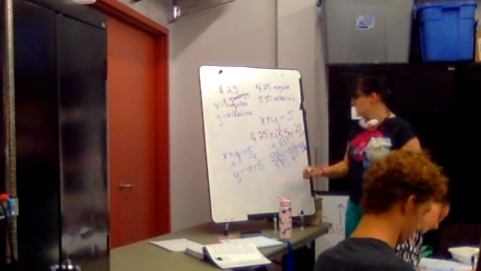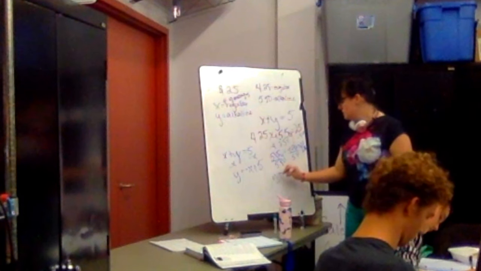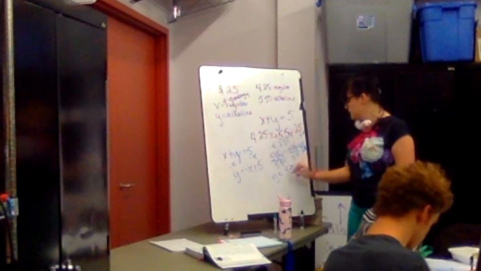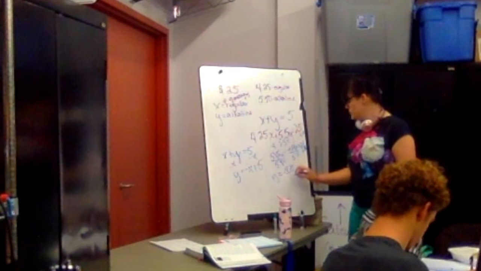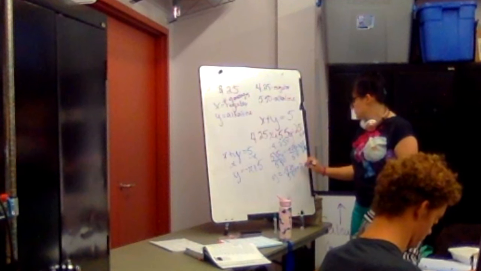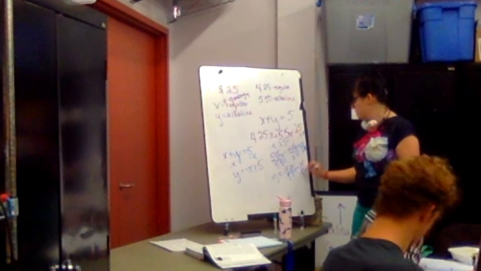5.5 cancels. So y equals, and because you're going to put this into your calculator, you don't even need to simplify it. Negative 4.25 over 5.5 x plus 25 over 5.5.